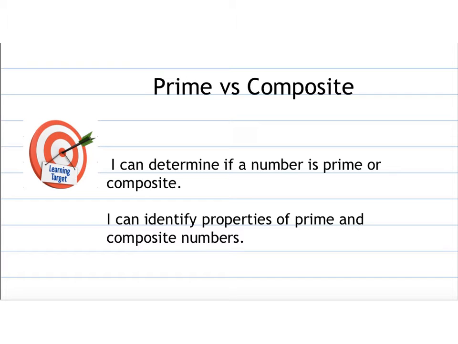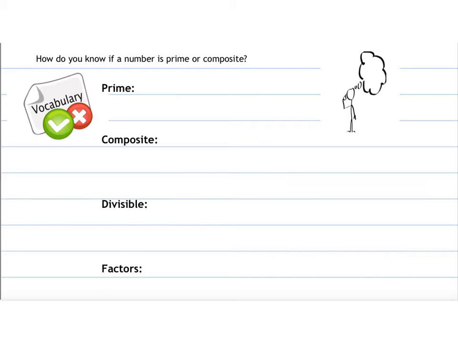Hello, sixth graders. We are looking at prime versus composite numbers today. So your learning targets, there's two of them you need to have written down in your notes along with the title. The learning targets are, I can determine if a number is prime or composite, and I can identify properties of prime and composite numbers.